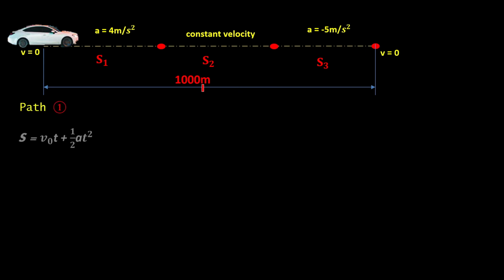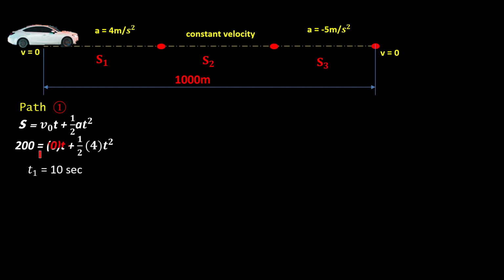Sa part 1, pwede natin gamitin yung formula 1, pwede rin yung formula 3, kasi yung formula 2 wala namang terms na T. So, formula 1 and 3 lang ang pwede. So, kayo na yung bahala. So, ako, ginamit ko yung formula 1. So, direct substitution, cancel ito kasi ito is 0 na. 200 is equals to 1 half times acceleration, t squared. So, time 1 natin is 10 seconds. From initial point to point 1, tinakbo niya ng 10 seconds.